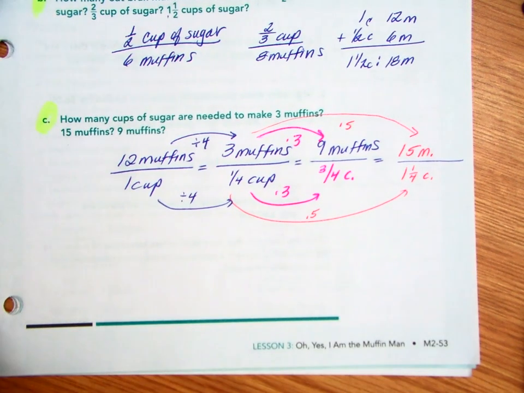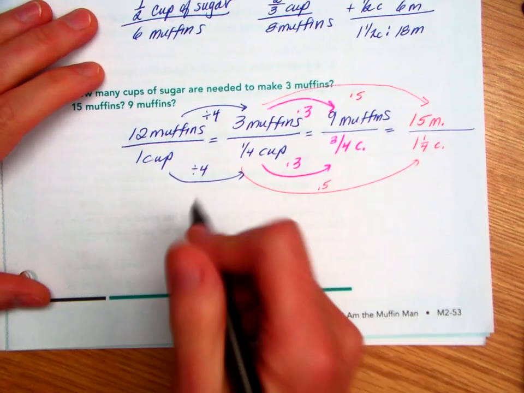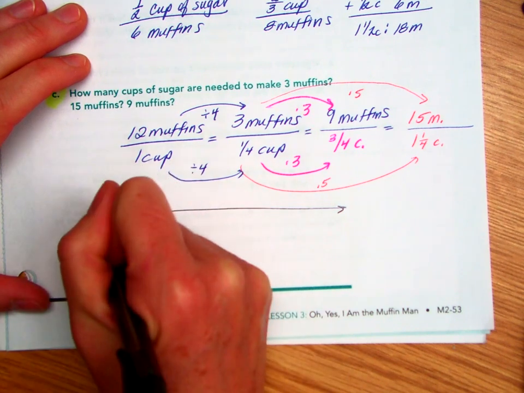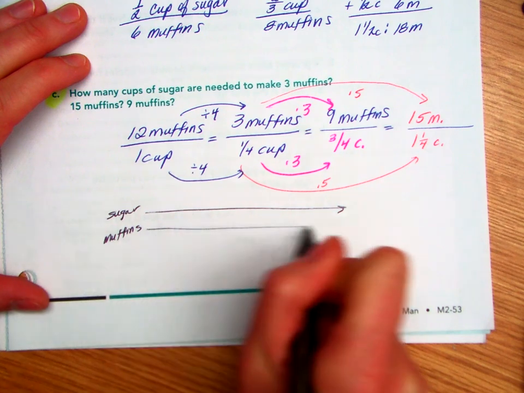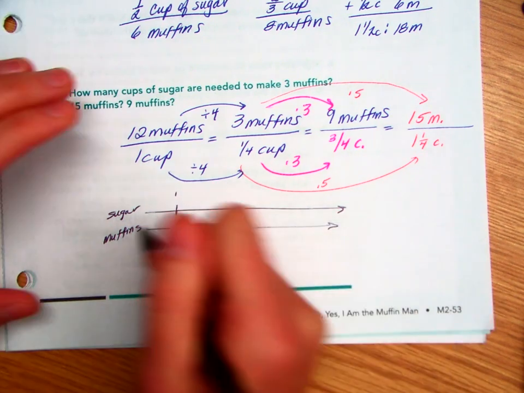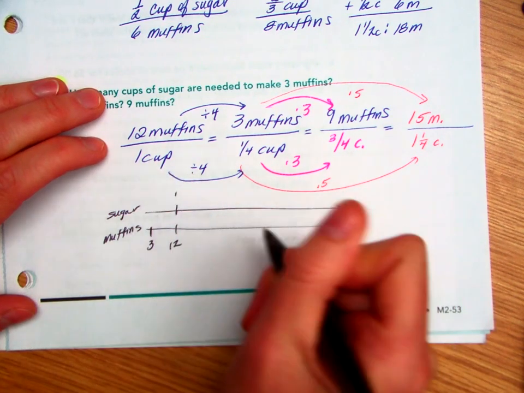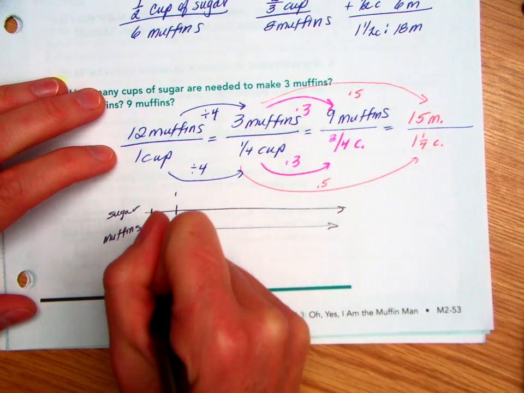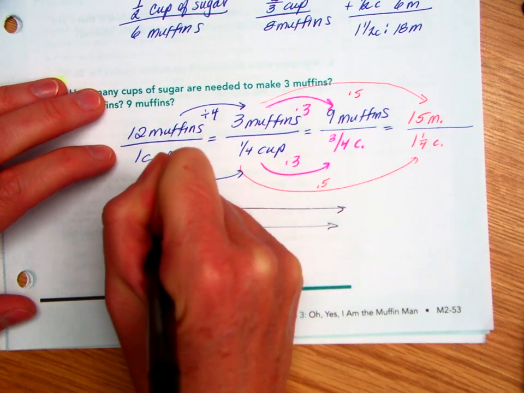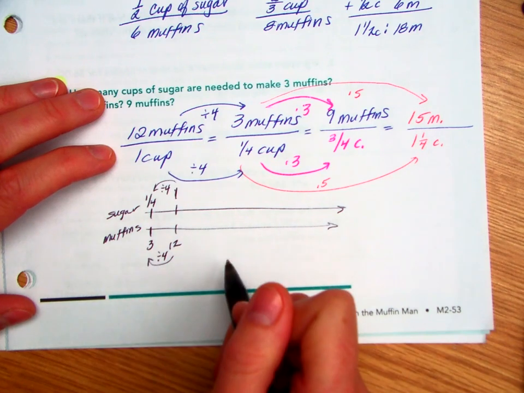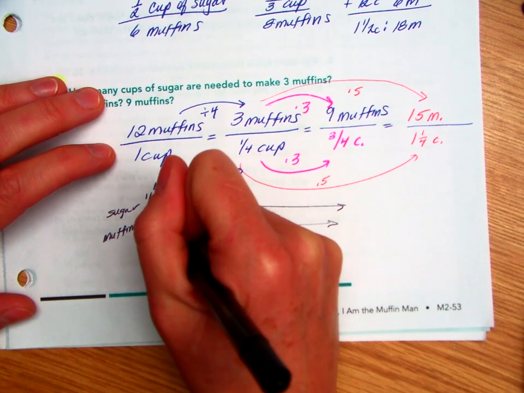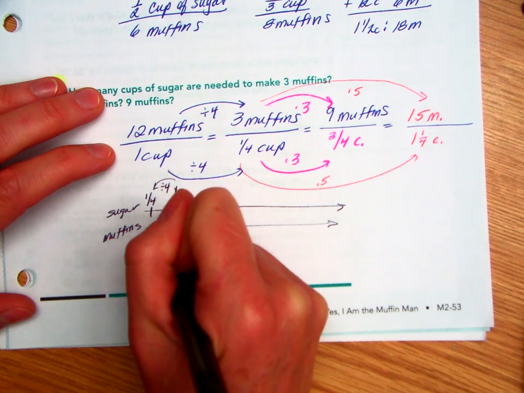What would it look like on a sketch? I'll sketch it real quick, and then we'll be finished. If this was sugar, and this is muffins, and 1 cup of sugar was 12 muffins, I can scale down to 3 muffins by dividing by 4, which means I'm going to take this 1 and divide by 4, which puts me at 1/4 cup. Once I'm at 3, I can scale up. I could scale up to 9. 9 would be about here. So then I'd go from 3 to 9, which is times 3.